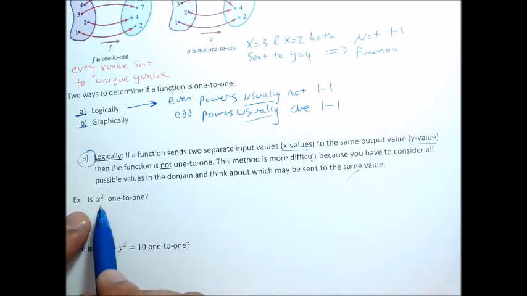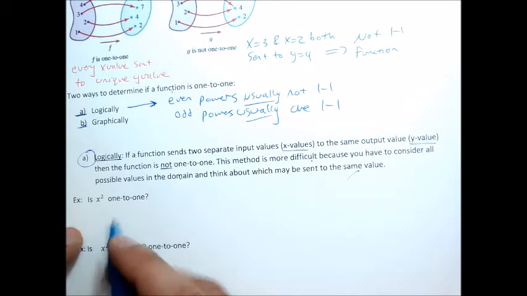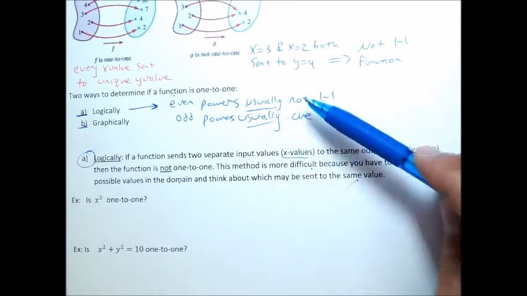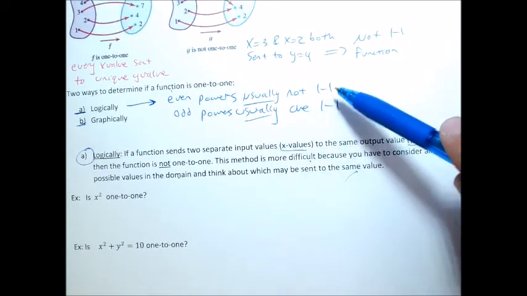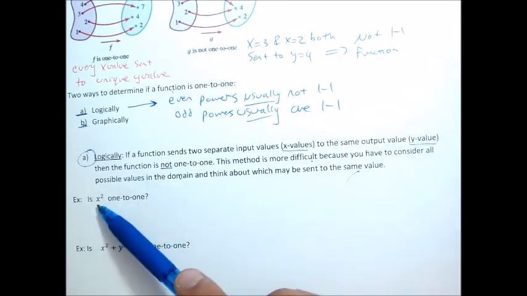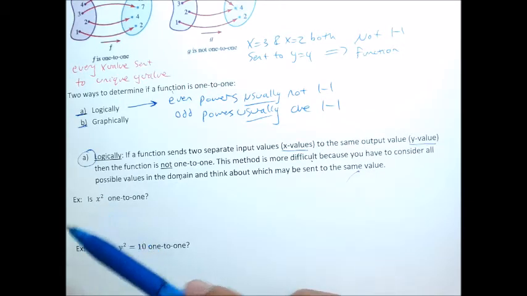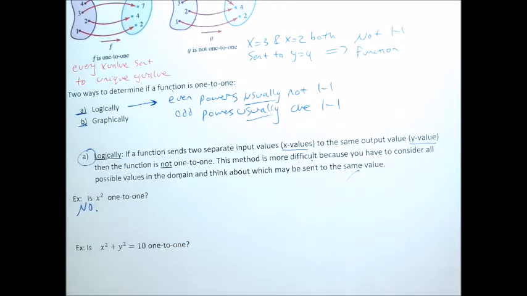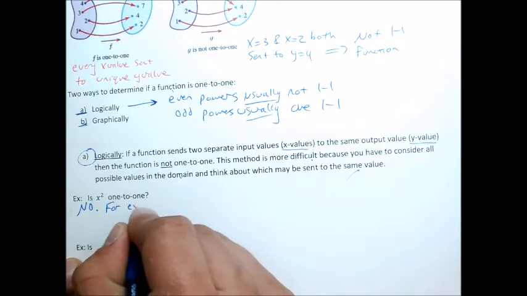So for example, is x squared one-to-one? It's got an even power, so I'm thinking it's probably not, based on what I wrote down up here. And so I'm trying to think, are there two separate x values that when I plug them into x squared, I get the same thing out? So the answer is no. I'm seeing a lot of head nods there. The answer is no. But why, for example? What are two x values that get sent to the same y? Yeah? Negative 2 and 2.